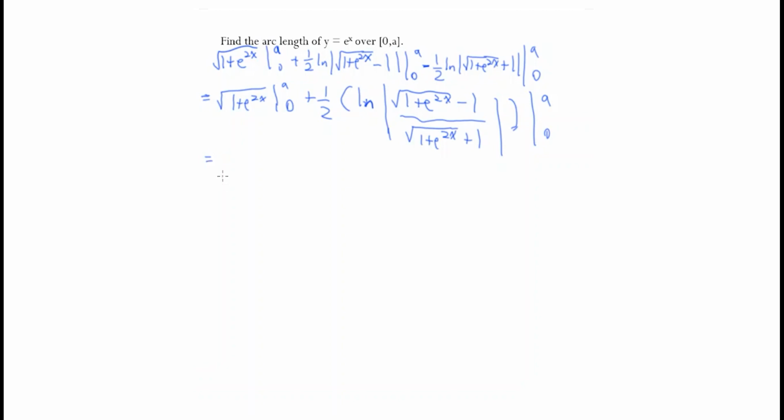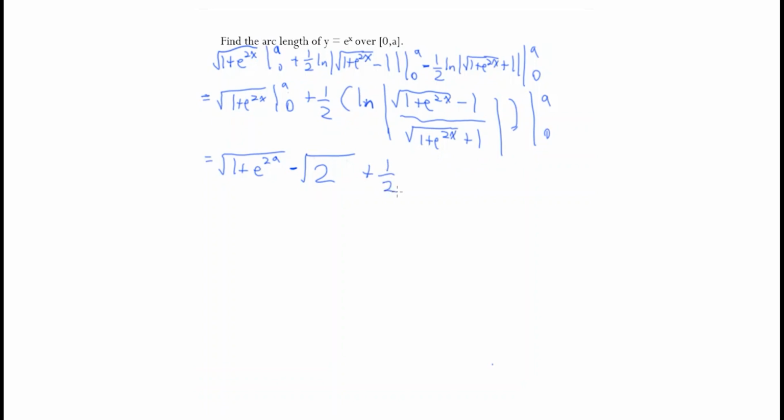So now we're just solving out the integral, and so we plug in a into x for this first part, 1 plus e to the 2a, and then we subtract that from the second bound, which is 0. We plug 0 into x, so 1 plus e to the 2 multiplied by 0 is just 0. So in reality, this is just 1 plus e to the 0, which is just 1, so it's 1 plus 1. And then 1 plus 1 is 2. So the square root of 2. And then we move on to the next part, this chunk over here.